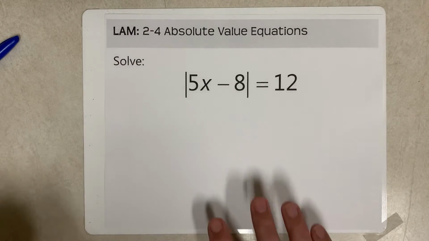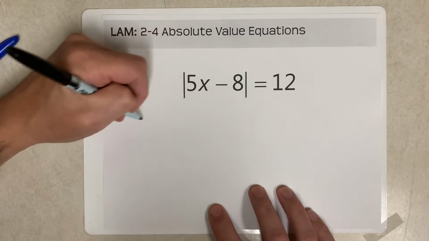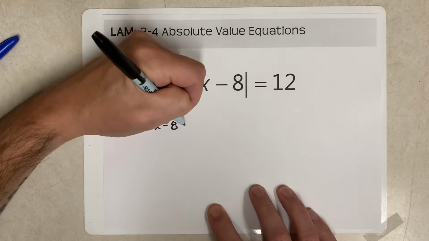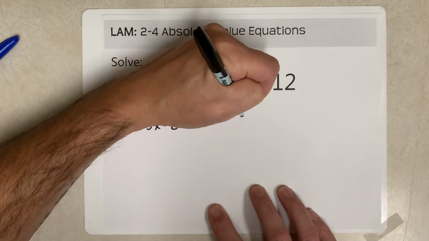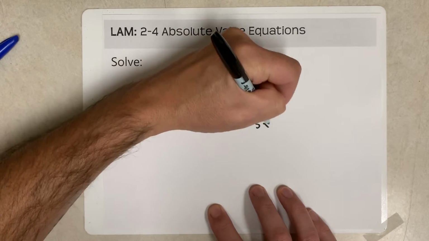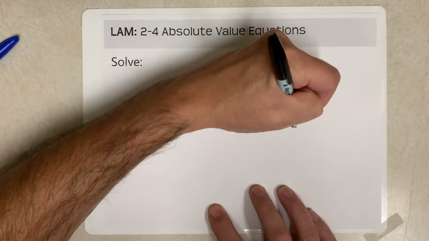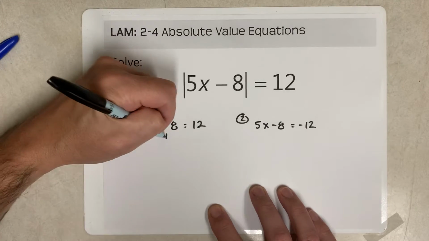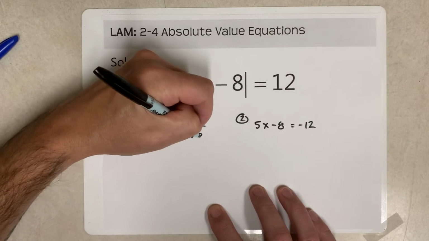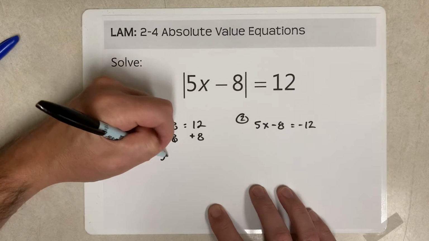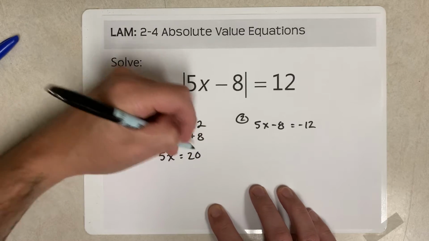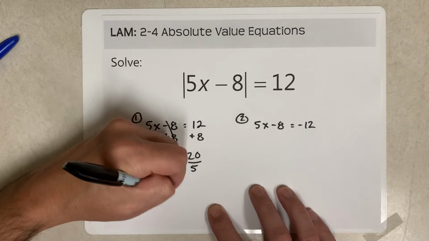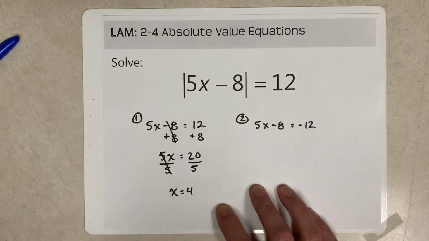All right, same thing for this one. Number 1, 5x minus 8 equals 12. And the second one, 5x minus 8 equals negative 12. All right, so this one over here, if I add 8 to both sides, I'm gonna get 20. And so 5x is equal to 20. Divide by 5. And x equals 4.